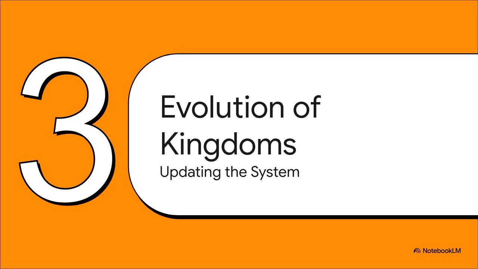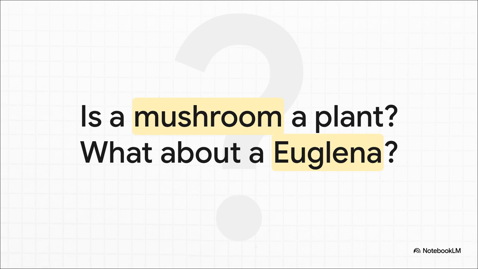Section 3. Evolution of the kingdoms. Updating the system. So classification is an evolving science, and this is where the biological drama really kicks in. Let me ask you this. Is a mushroom a plant? What about a microscopic organism like Euglena? For centuries, that original two-kingdom system we talked about tried to force absolutely everything into either the plant box or the animal box.